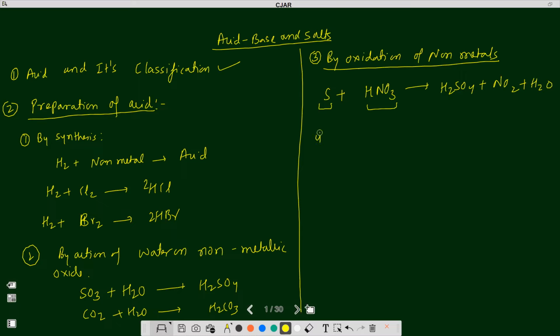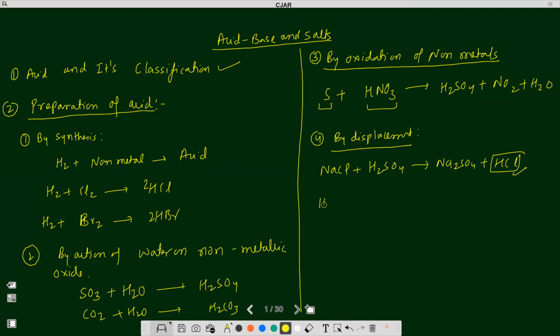Now, the fourth one is by displacement. Displacement means we take the salt NaCl and react it with H2SO4. It will form Na2SO4 plus HCl. See, HCl is formed by a displacement reaction.